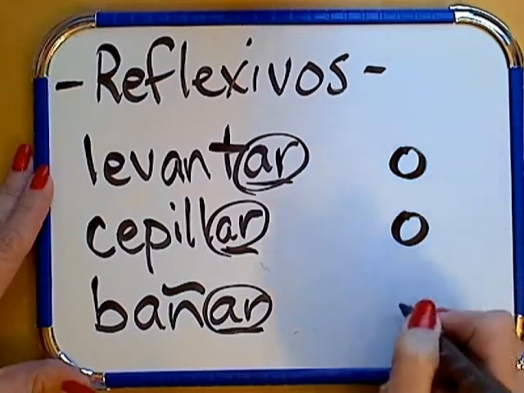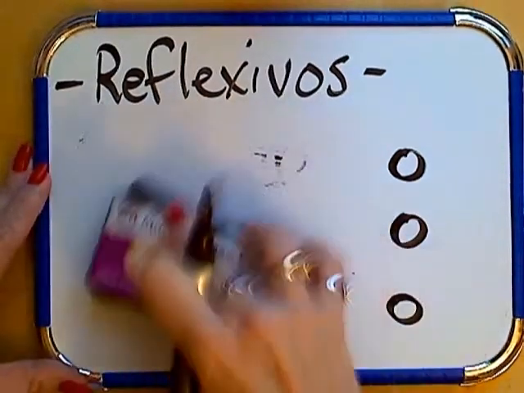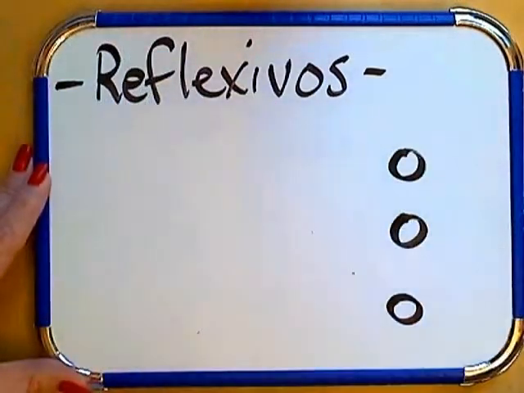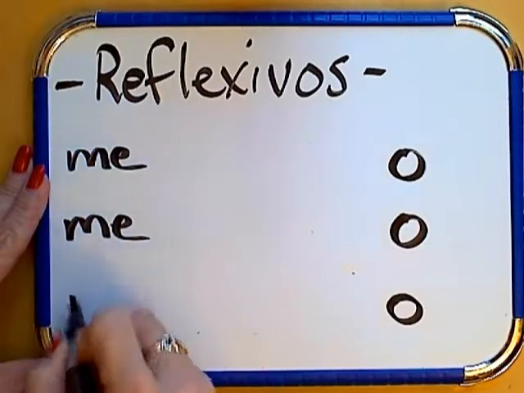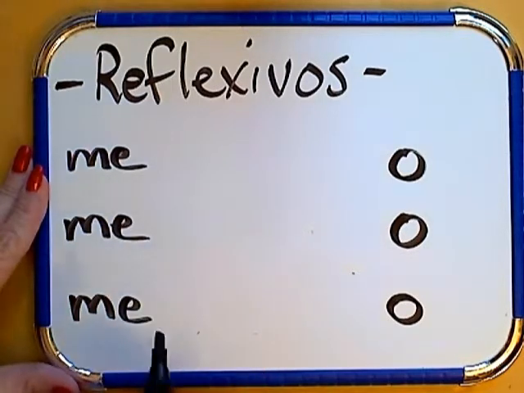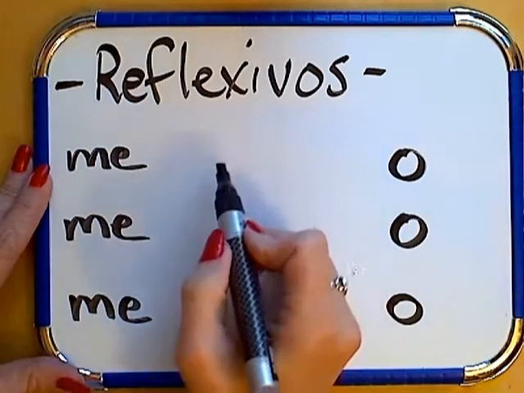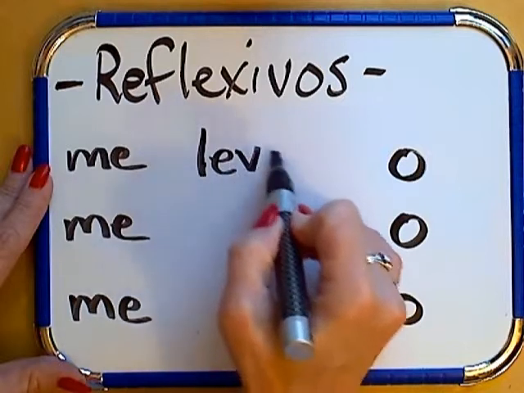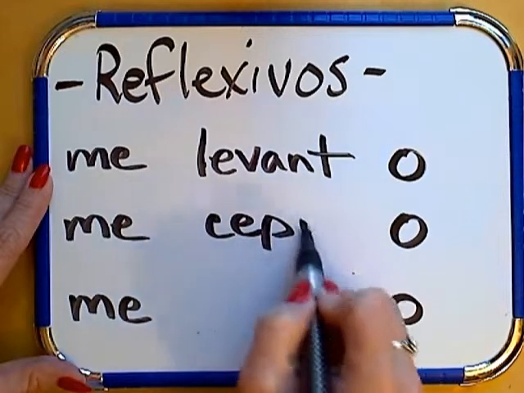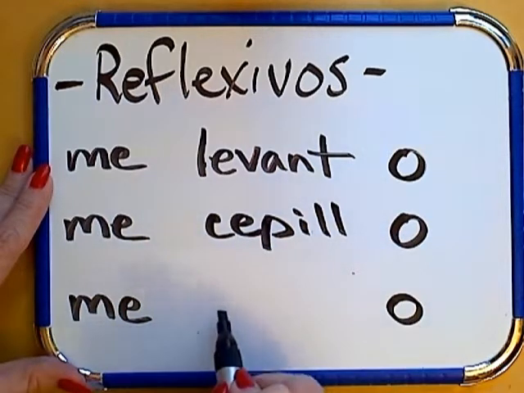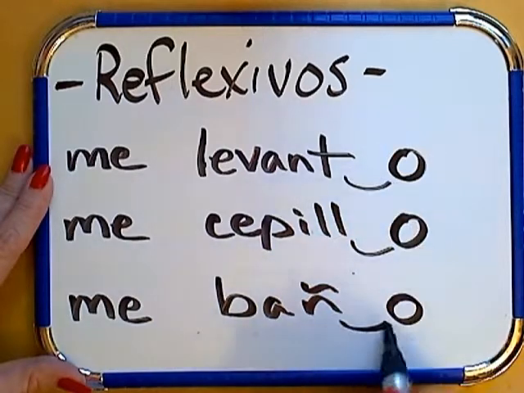So we can just put O's on the end of all of these, and we'll start over because we have to do something with that se. We take the se and we put it in the front, and we change the se to me because we're talking about myself. We know it because it has the me here and the O. The first one was levantarse, so now we're going to say me levanto. Me cepillo. Me baño. Of course, all of these should be hooked together here on the end.